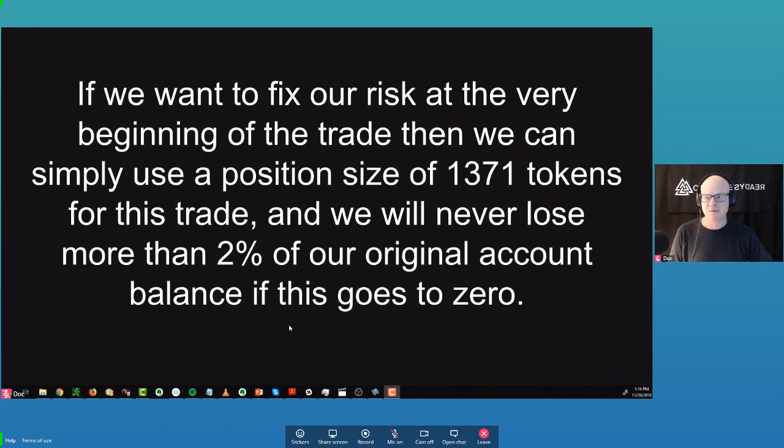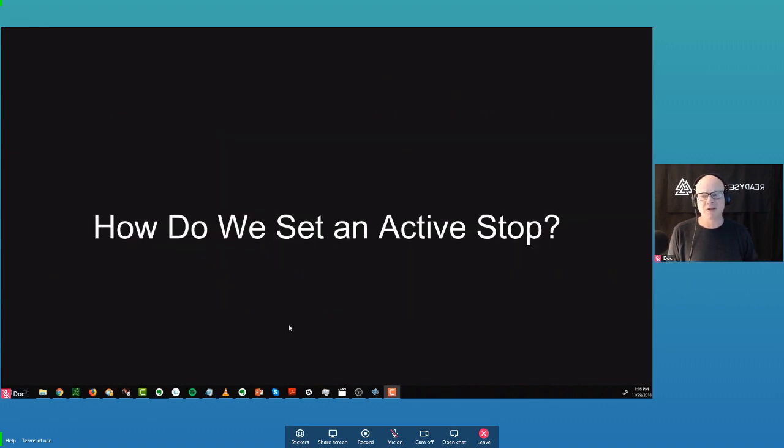I'm a big believer in them. So how do we set an active stop? Let's talk about an active stop for a minute. An active stop is where we actually set up a stop order with our broker. We'll set that good till cancel. It's the opposite trade to our entry.